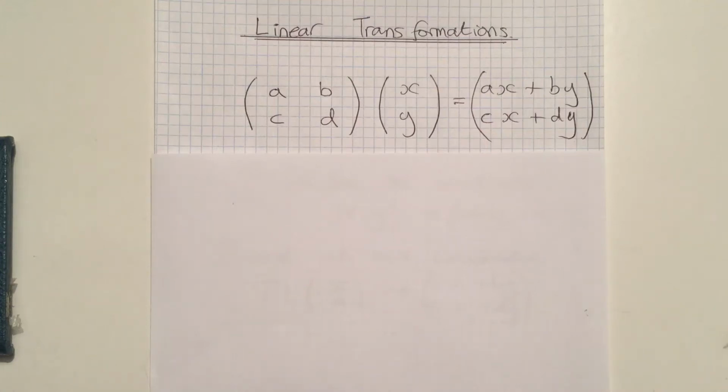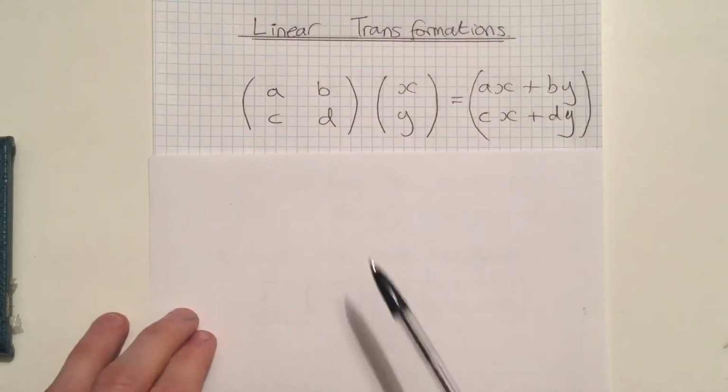We've seen in the previous topic how we can multiply matrices together. In this topic, we're going to see how we can use matrices to examine transformations that we studied in GCSE, so things like rotations, enlargements, reflections, those sorts of things, how we can use matrices to represent those transformations.